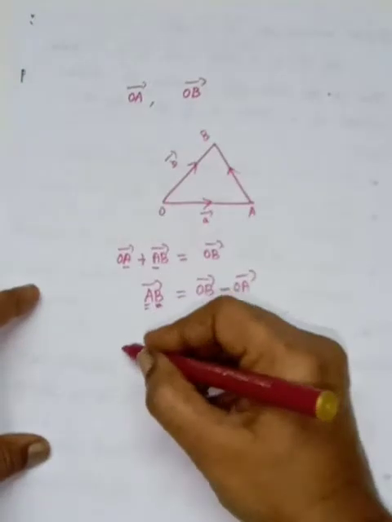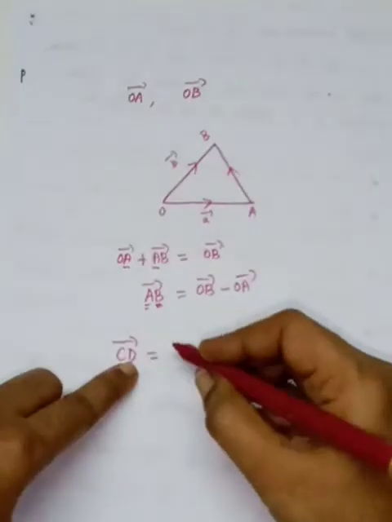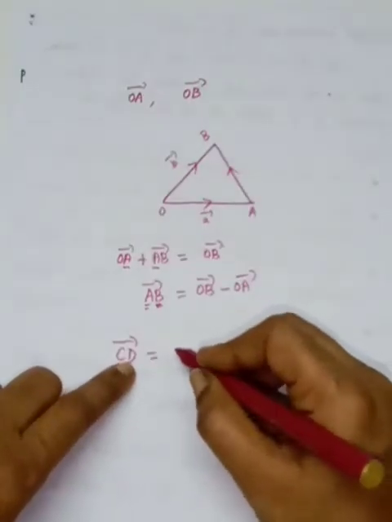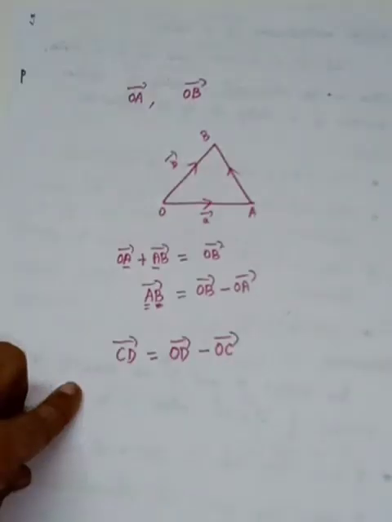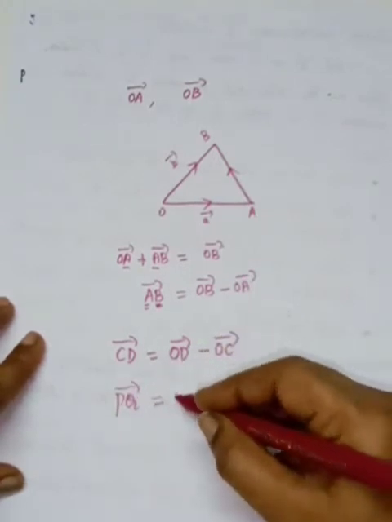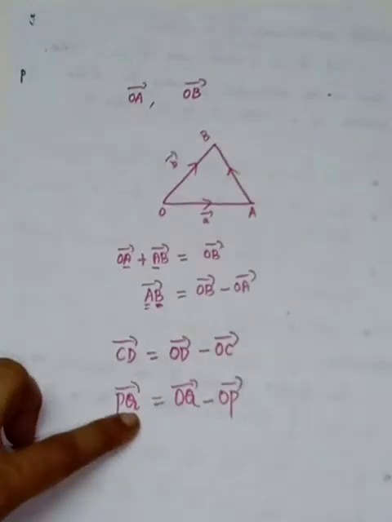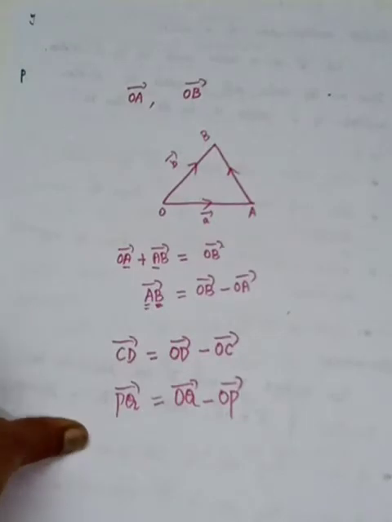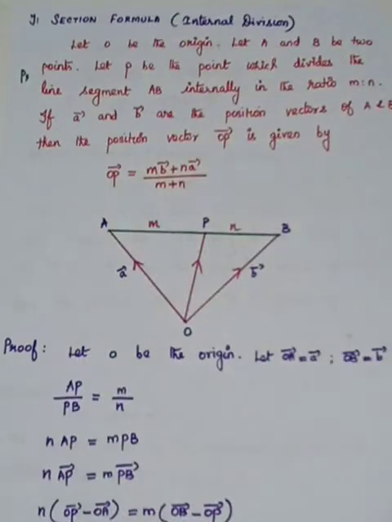And CD vector, if you want to write it using position vectors, it is the position vector of the second point. What is the second point here? D. So it can be written as OD vector minus OC vector. If you want to write PQ vector using position vectors, you have to write OQ vector minus OP vector. That is the position vector of the second point minus the position vector of the first point. In this way you have to write. So using this, the position vector, we are going to find the section formula.